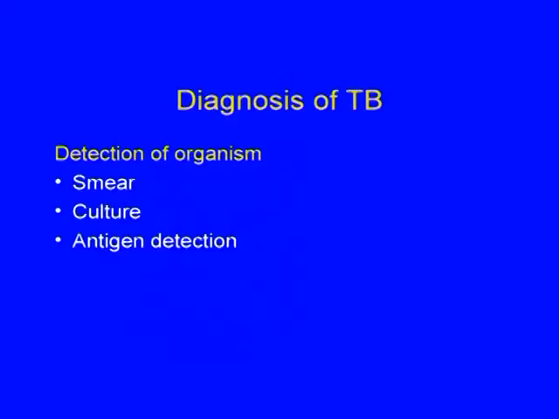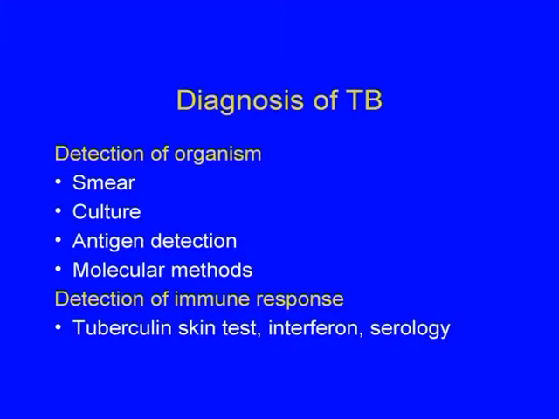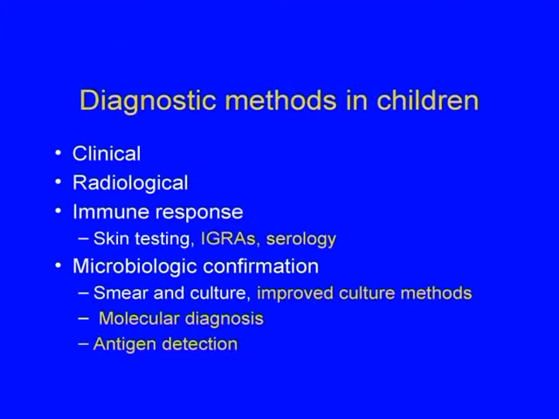We may be able to detect the antigen, and I'll speak a little bit more about that towards the end. And more recently, molecular methods, PCR methods, to detect small amounts of the organism. And then the second way is to detect an immune response, and that's what we do when we measure the tuberculin skin test. That's an immune response to TB infection. And more recently, interferon assays, which are a similar principle to the tuberculin skin test, measuring the body's immune response to TB infection, and lastly, serology. And I'll just say a few words about each of these as we go along.